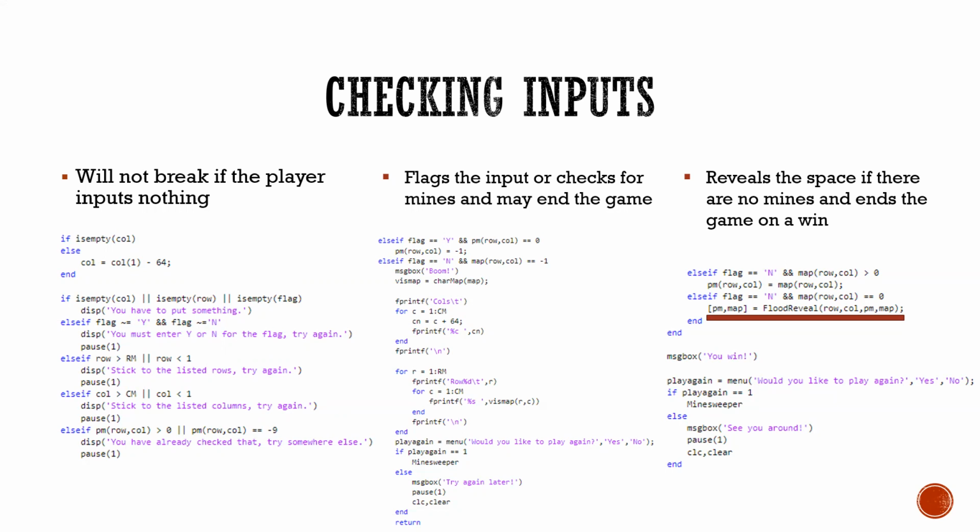On the very right here, we have the 2 lines that reveal the map. The first one is just if you choose a spot and it's just a number. The second one is if you choose an empty spot, then it does the flood reveal. So you get an area out of it. If the maps match, then you win. It asks if you want to play again. Yes or no. It'll start one or it'll close everything out.